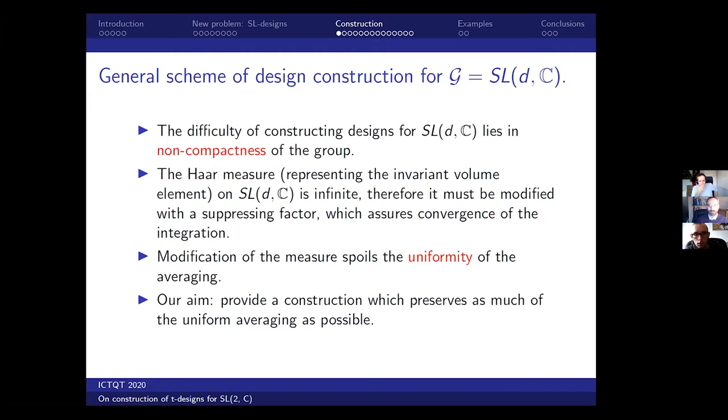So it's not a Haar measure anymore. We are suppressing. Then the uniformity is spoiled by adding the suppressing factor. Okay, sorry, then I totally missed that point. I take it back. Thanks for clarifying. Thank you.